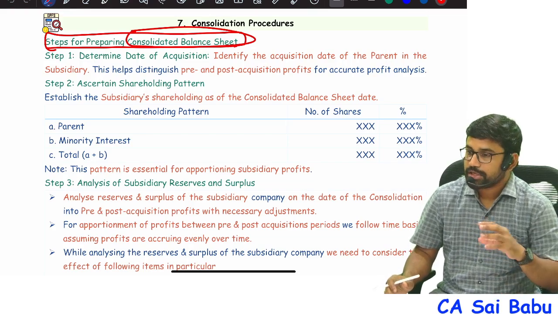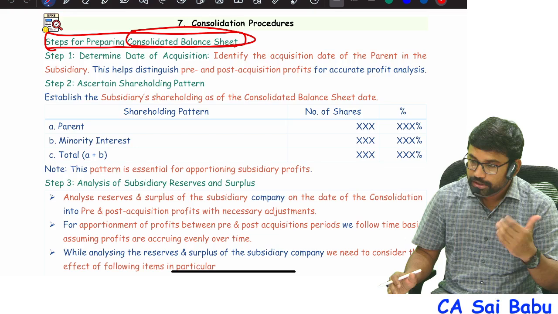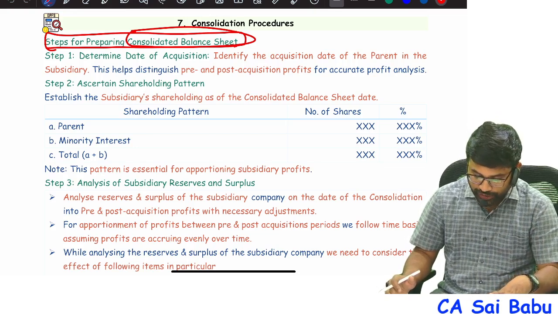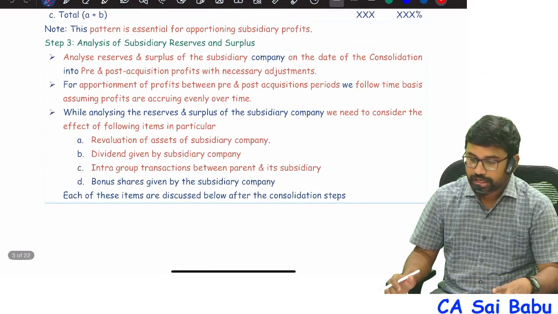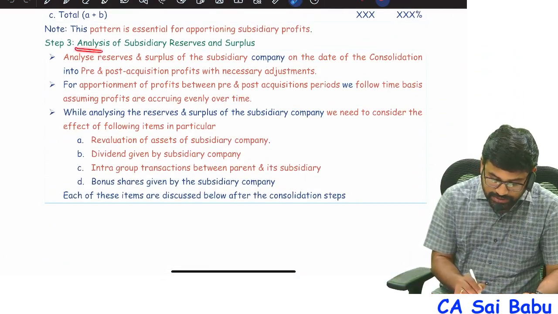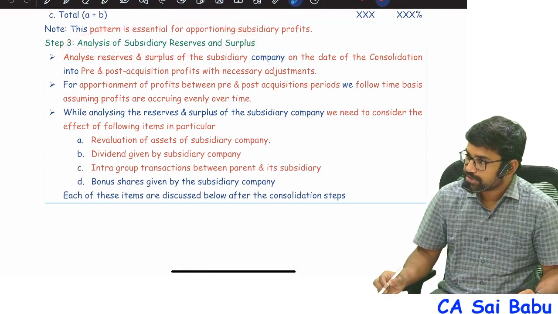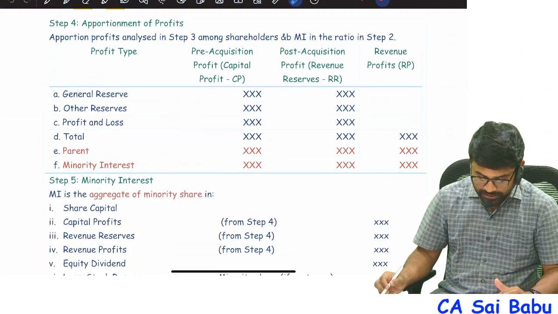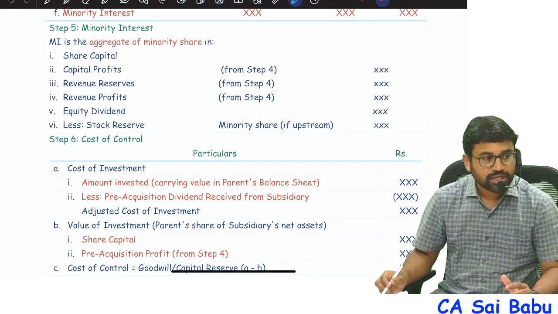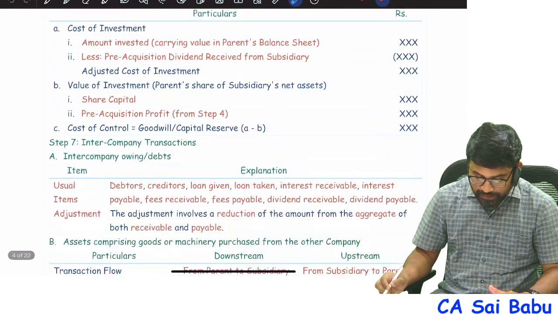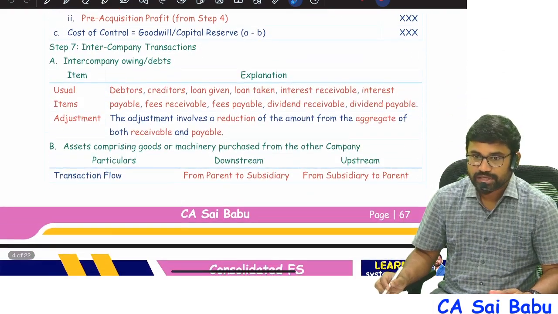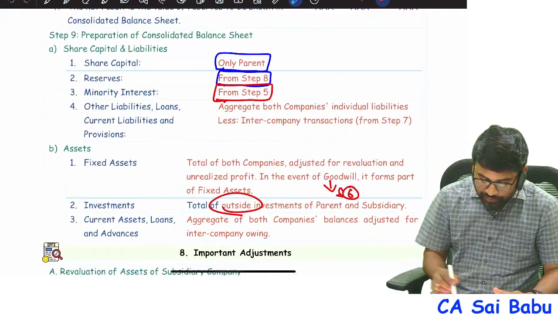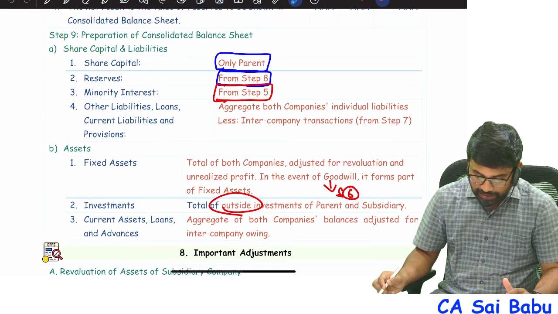One is date of acquisition. First, we need to determine the date of acquisition. Then, shareholding pattern we need to find out on the date of consolidation. And I told you the most important step is analysis of subsidiary company reserves and surplus. After that, apportionment of profits. After that, minority interest. Next, cost of control step. 7th, intercompany transactions. 8th, reserves for consolidated balance sheet. And finally, we need to prepare the consolidated balance sheet.